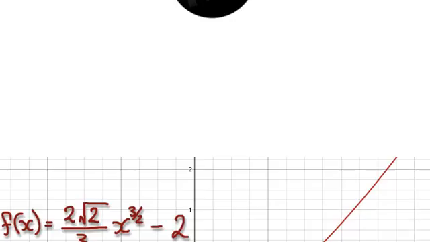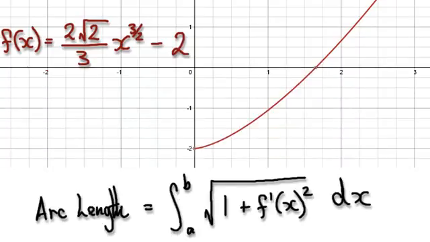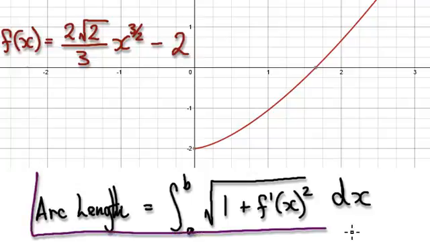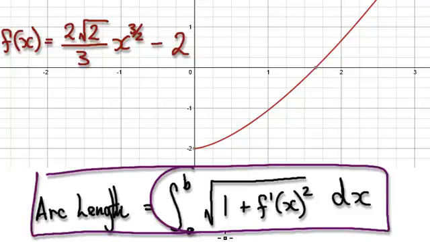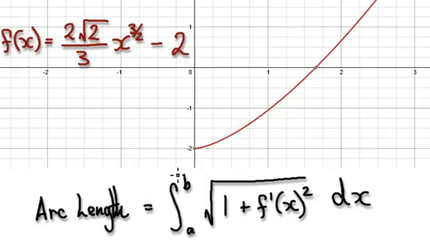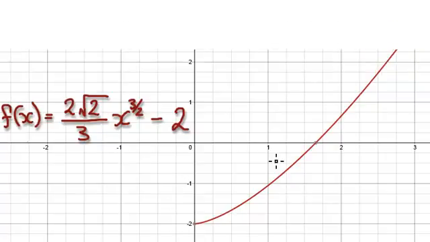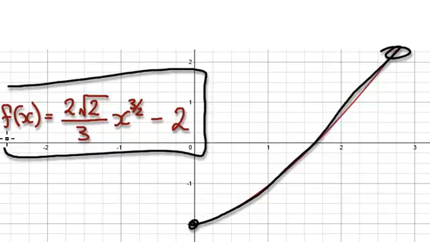So now I'm going to give you an example. In the previous video we got to this formula here. The arc length is given by this. Okay, so now let's just look at an example. Let's say we've got a function. This function here is given by this.